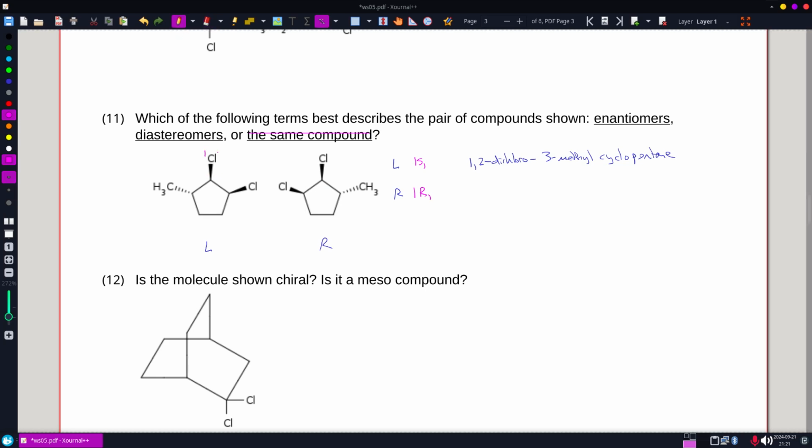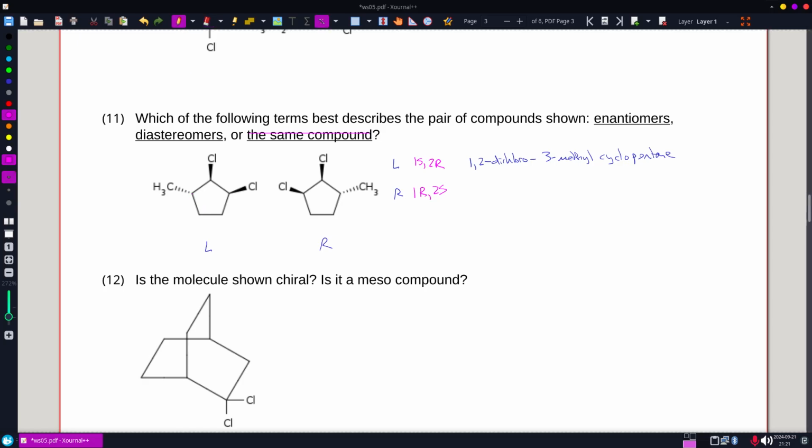2 position, chlorine's high priority on both. The carbon with the chlorine would be our next position, and the carbon with the CH3 is our next position. So these are mirrors of each other as well. Hydrogen is in the back on both. On the left I have clockwise. On the right I have counterclockwise. I just did that backwards. Yeah, clockwise, counterclockwise. Alright. Erase those, move on to our last location, which is that methyl.